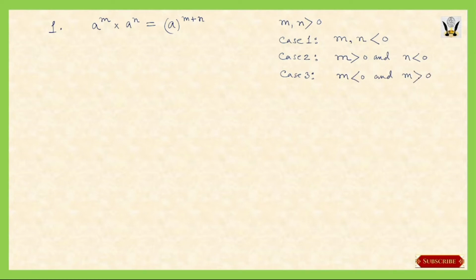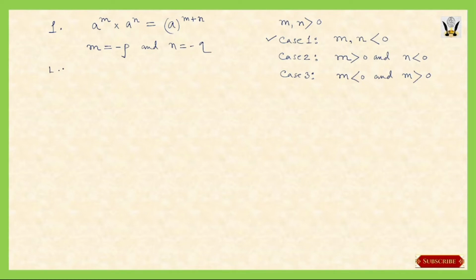And in all the cases we can prove that whether one exponent is negative or both the exponents are negative, this will follow the law which we learned in the case of positive exponents also. Now we will prove first for case 1, when m and n, both the exponents, are less than 0, are negative. So since it is a negative exponent, let's assume m is equal to minus p and n is equal to minus q.